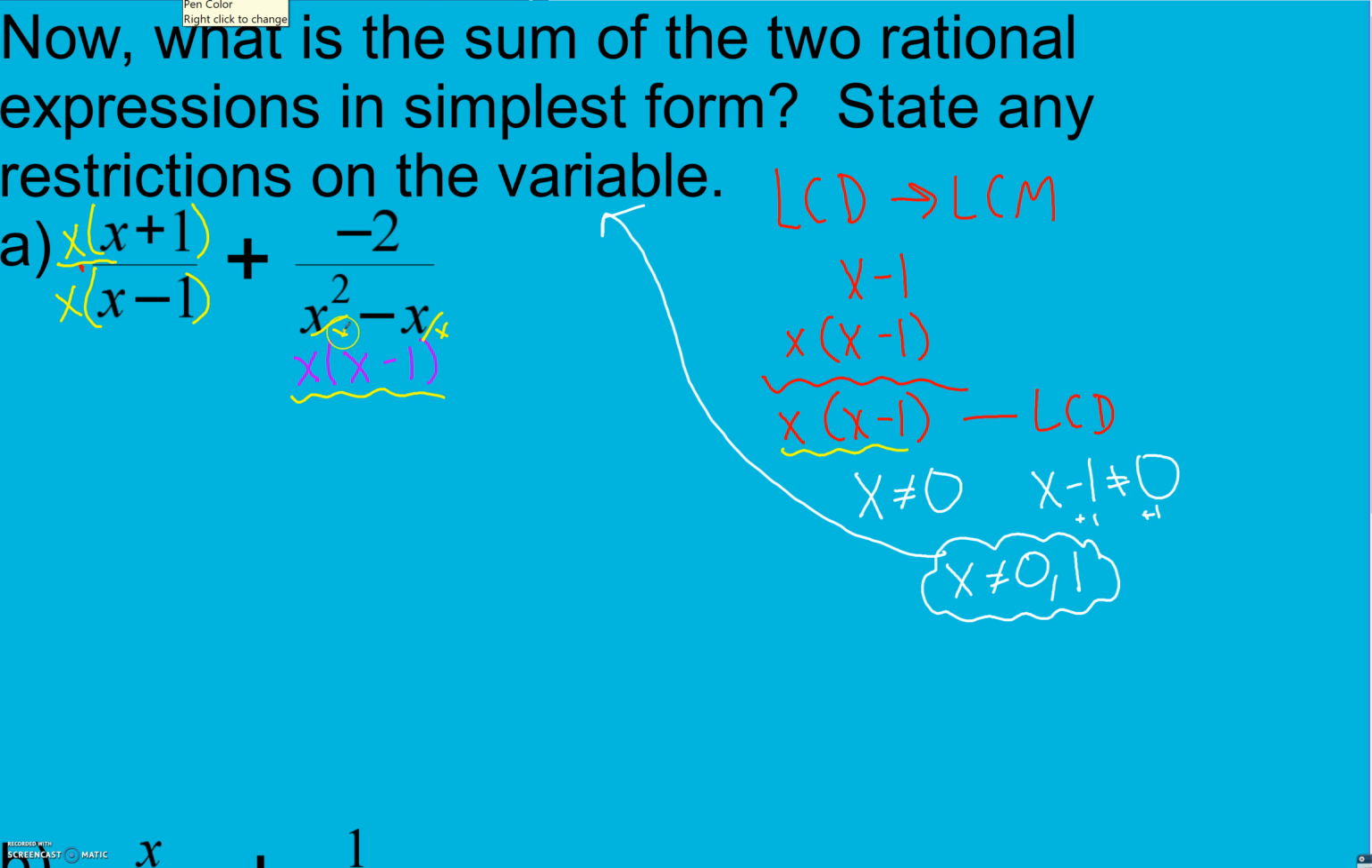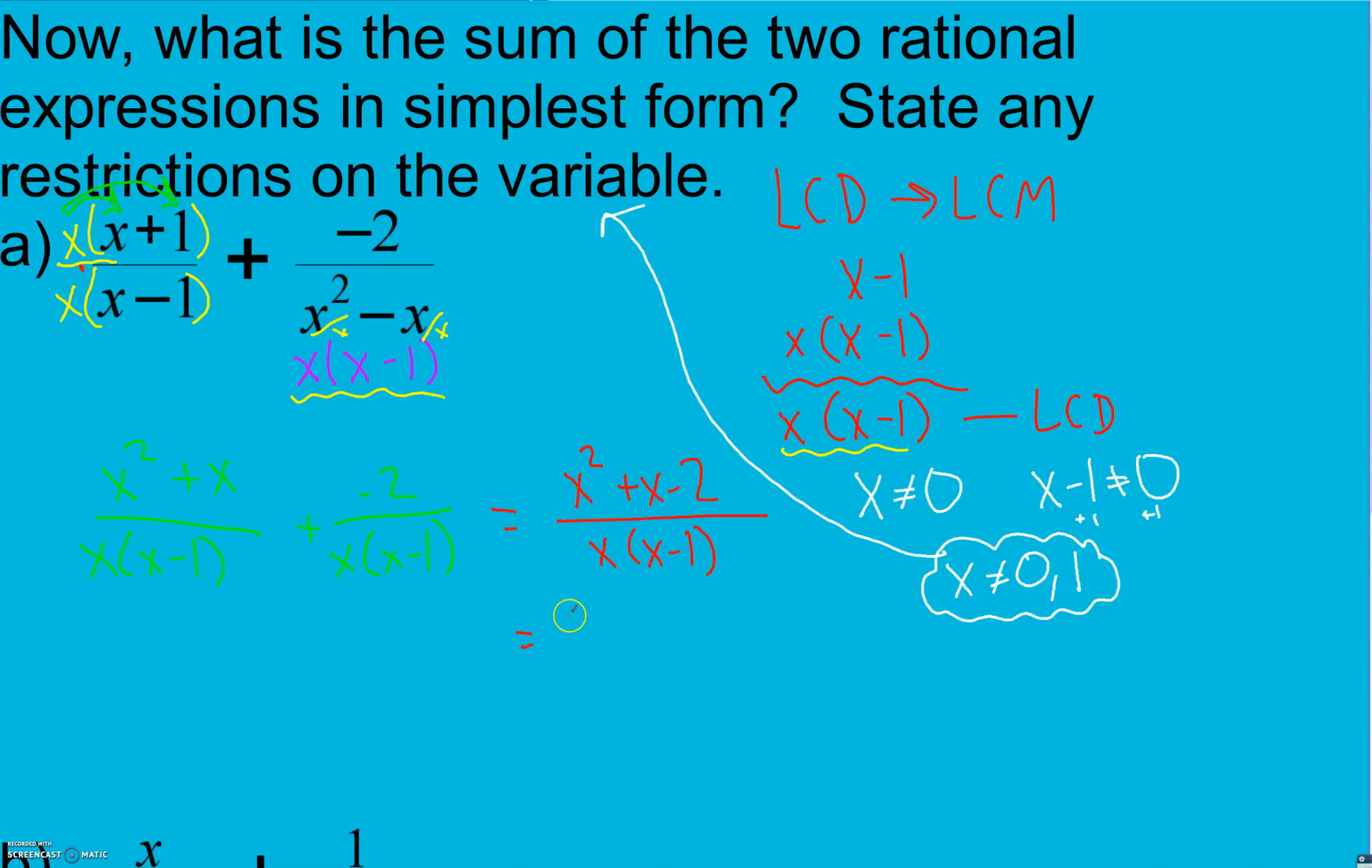Now that I have my common denominators, I'm going to simplify my numerator. X squared plus x when I distribute there. I have negative 2 over x times x minus 1. I can put these together since I have a common denominator, add up my numerator, and just place it over my common denominator.